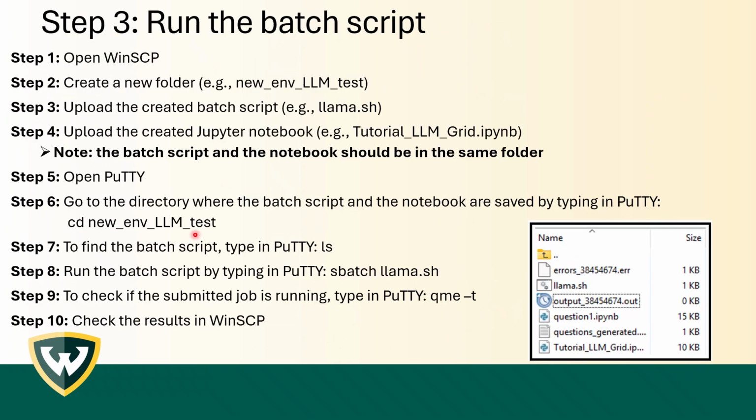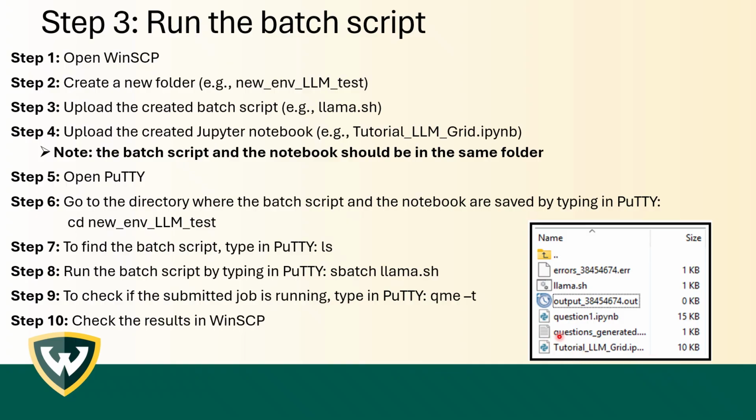After creating the batch script, the next step is to run the batch script and thus to run Llama2 on the grid using GPUs. So for that, we need to first open WinSCP, create a new folder whose name can be the following, and then in this folder we need to upload both the created batch script, which is llama.sh, and the corresponding Jupyter notebook.